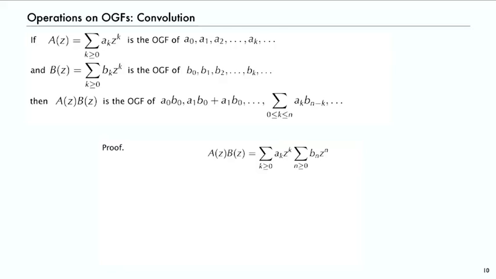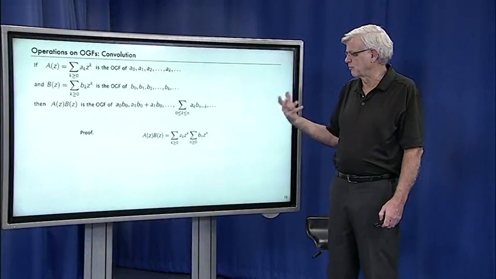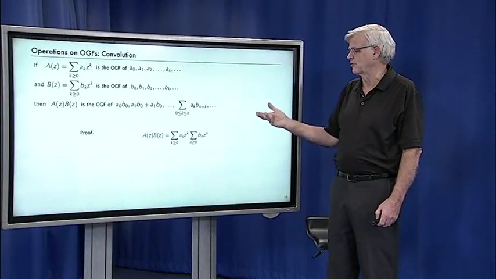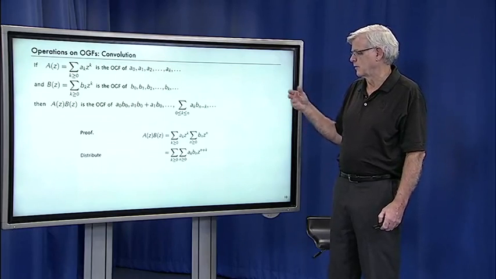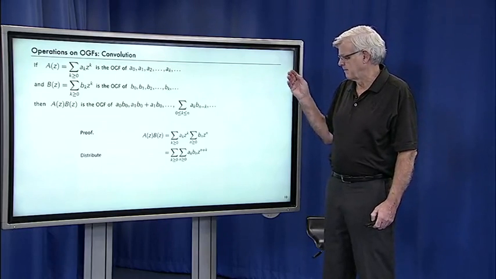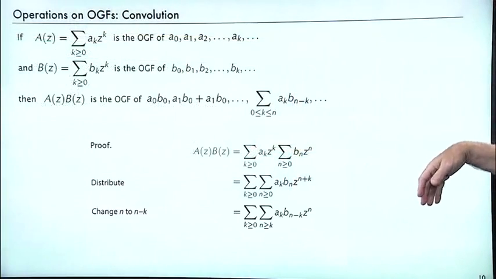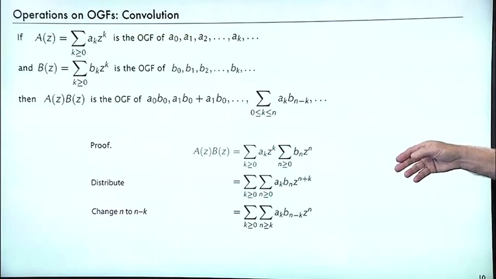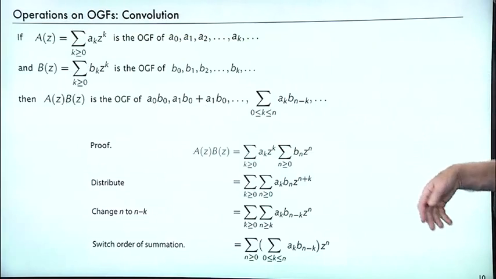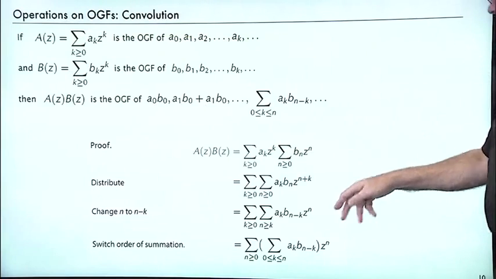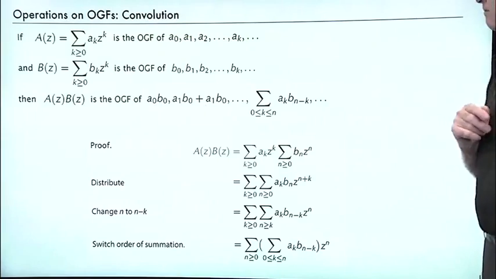And here's the proof of that. It's pretty much the same as the proof that we just did for partial sums, where we distribute, then in the inner sum we change n to n minus k, and then we switch order of summation, and that gives us the convolved product.